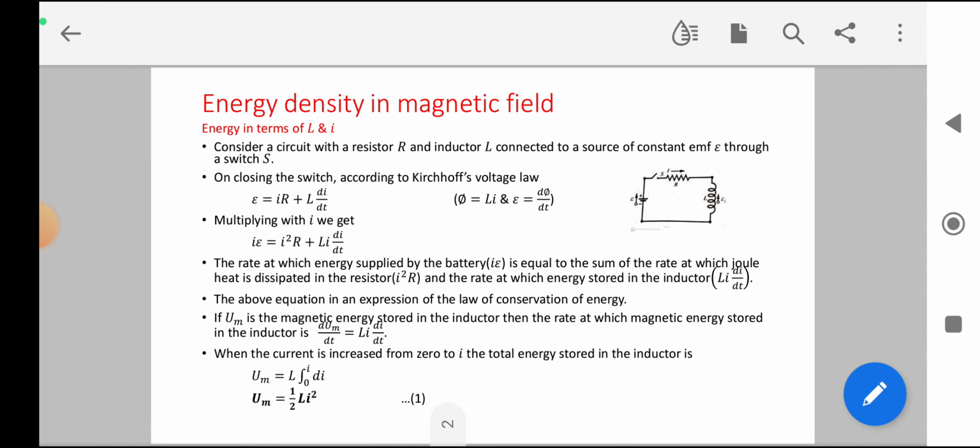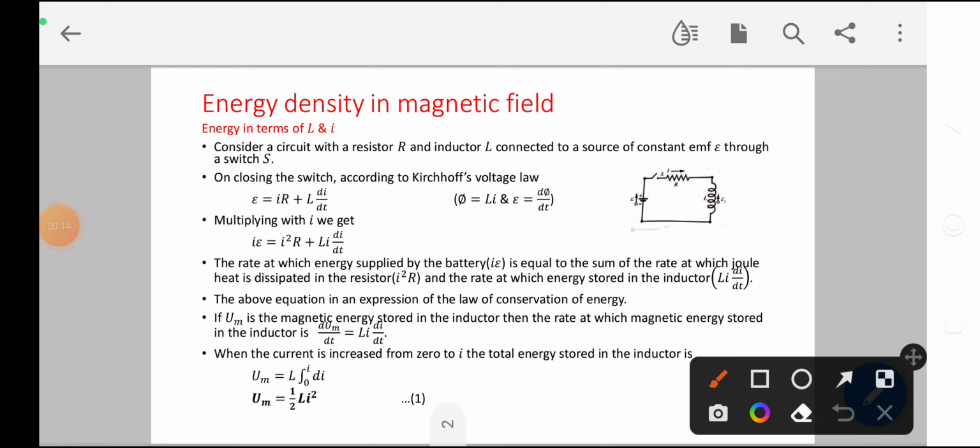Energy density in magnetic field. Why is the word energy density used? Actually we have to write it as energy stored in magnetic field, but energy density is written. Energy density means how much energy is stored per unit volume.